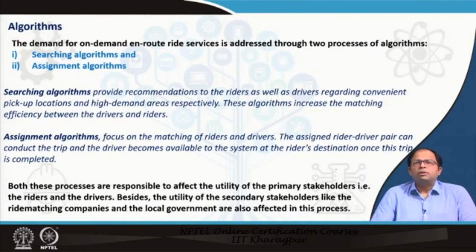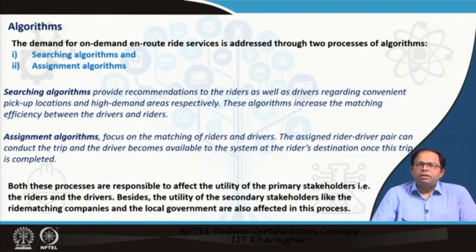There are two basic groups of algorithms used in this kind of service, and we can use them for ride splitting, ride sourcing, and so on. These two groups are searching algorithms and assignment algorithms. Searching algorithms provide recommendations to the riders as well as the drivers regarding convenient pickup locations. They also show hotspots, where there is a higher chance that a driver will get a ride. The way the information is provided also increases the matching efficiency between drivers and riders. So the first group of algorithms focuses on how the information has to be provided, because the matching happens depending on that information, and that matching efficiency is what we are trying to increase.